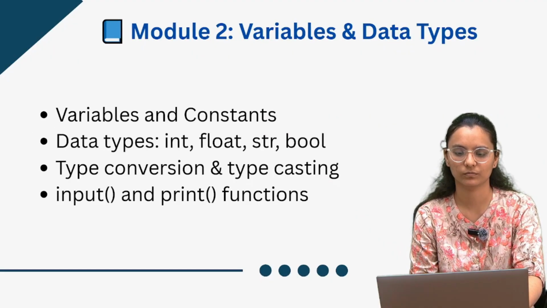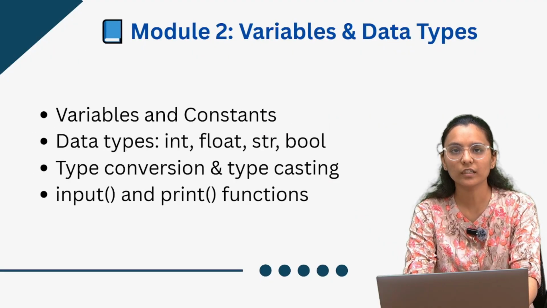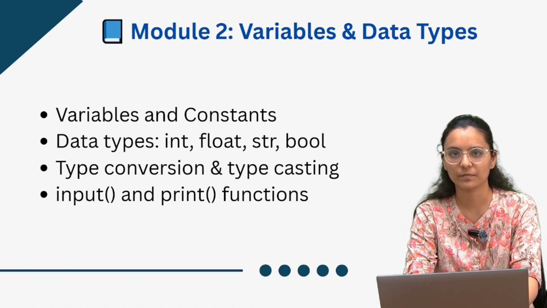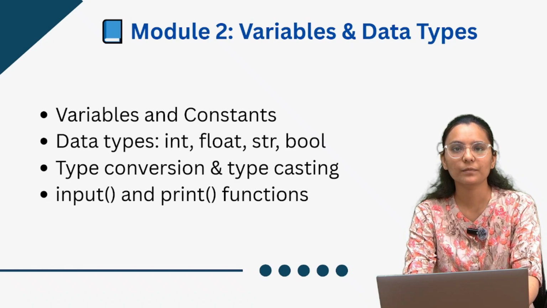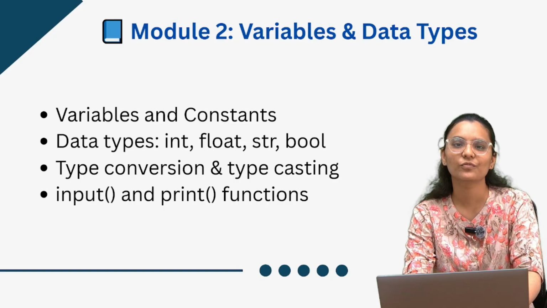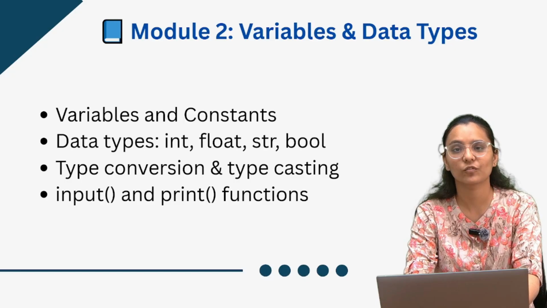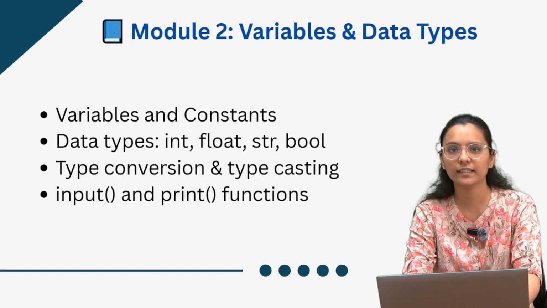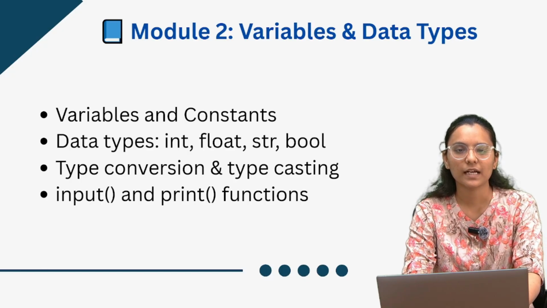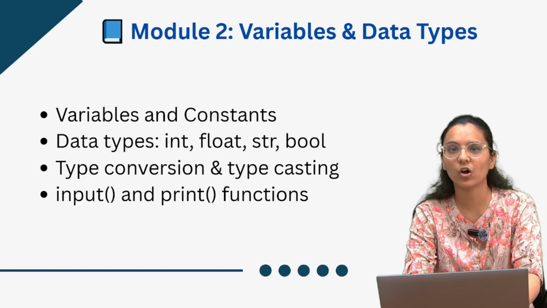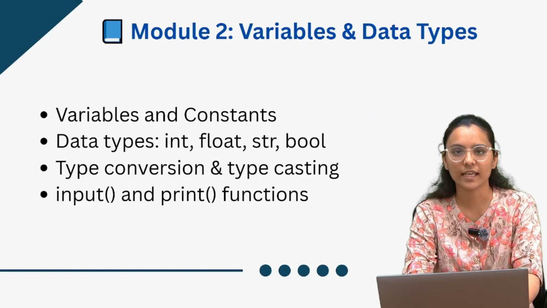Next, module 2: variables and data types. Variables, we know what the variables are. If you don't know, I will explain what variables are and what data types are. Data types like integer, float, double, boolean, char, etc. So these are the data types. After that, typecasting. There are two types, implicit and explicit. All these points are covered in the second module.